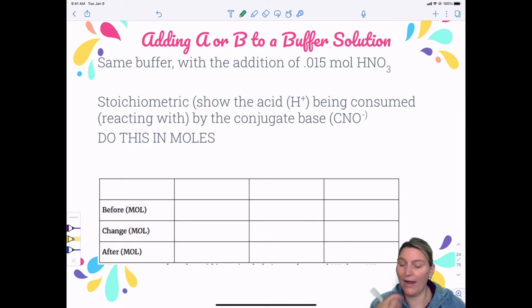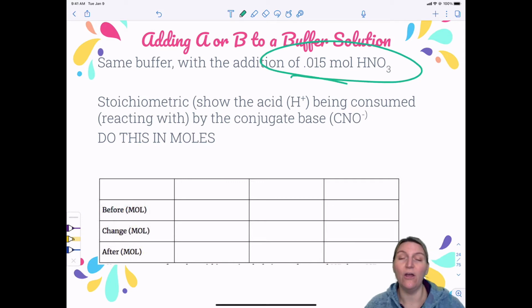Now let's take a look at what happens when I add the acid to it. I'm adding this much acid. So we know the pH should change. The pH should go down, but it's not going to go down by that much. And so the first part of this is always stoichiometry, so a BCA chart, done in terms of moles, not molarity. Then we will find new concentrations if need be, and then do an ICE chart.